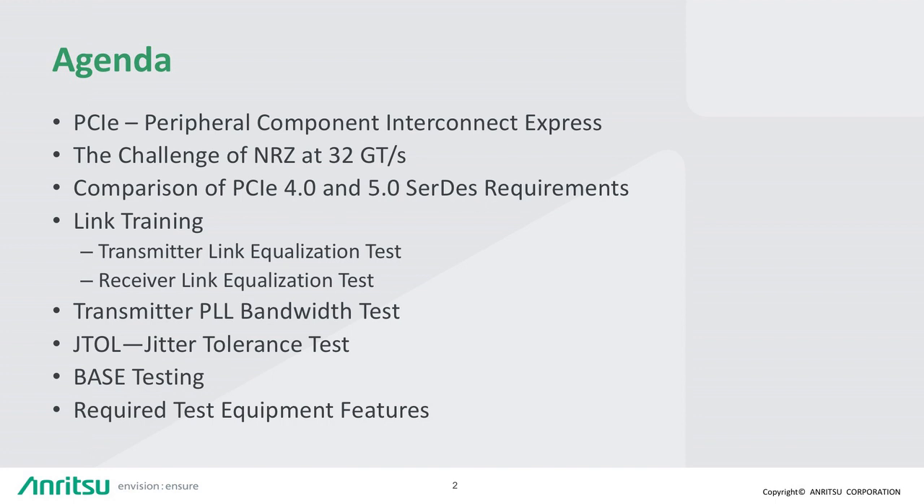And then we'll compare PCIe Gen 4 and PCIe Gen 5 SerDes requirements. We're going to get into link training really heavily. This is the complicated part, so this is the part you really have to pay attention to. The transmitter phase lock loop bandwidth test is less complicated, especially after we've gotten through link training. Then we'll cover the jitter tolerance test, JTOL, and discuss base testing. And then we'll conclude with a description of the required test equipment features.